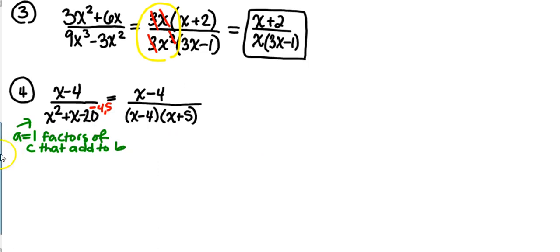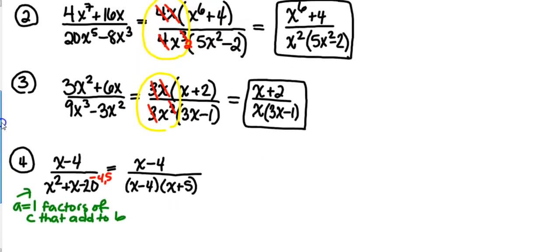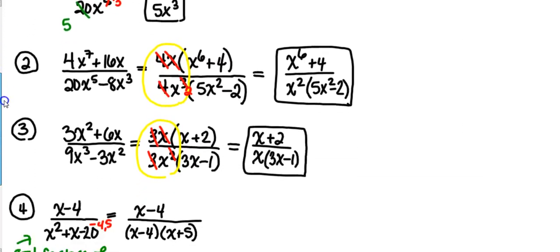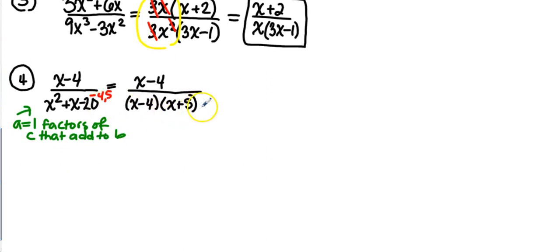So now we're very much doing the how part we discussed here at the top. Factor the numerator and denominator and cancel out common factors. So here we factored the denominator. What do you see is a common factor? Well, I see up here in the numerator I have x minus 4. This is being multiplied, right? I've got a multiplication symbol right there in the middle. We just never actually write in that multiplication sign. So these are factors, so that means that this factor can cancel with this factor, leaving behind 1 divided by x plus 5.